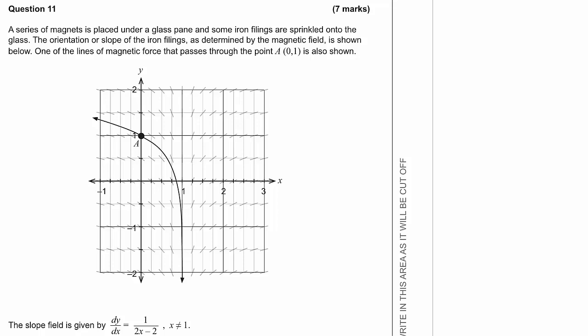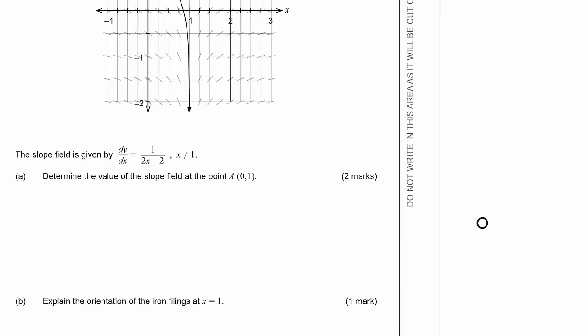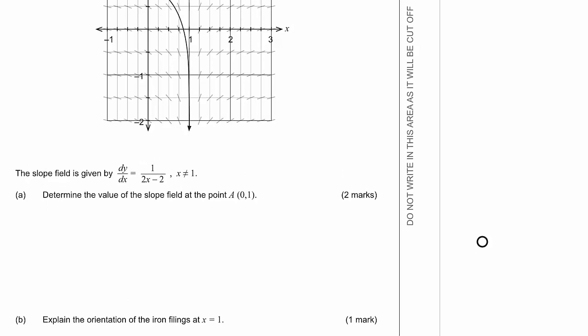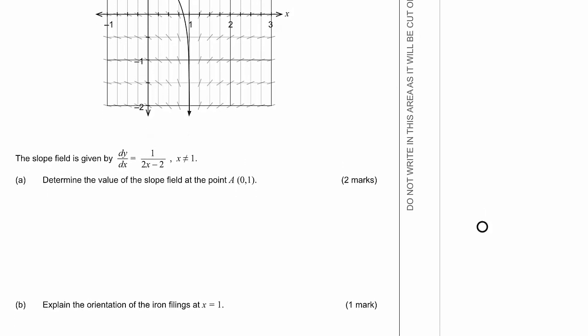A series of magnets is placed under a glass pane and some iron filings are sprinkled onto the glass. The orientation or slope of the iron filings, as determined by the magnetic field, is shown below. One of the lines of magnetic force that passes through the point (0, 1) is also shown. We're told that the slope field is given by dy/dx = 1/(2x - 2).